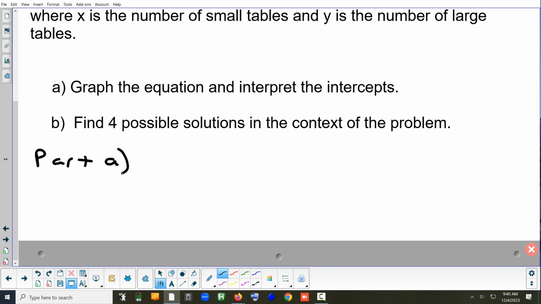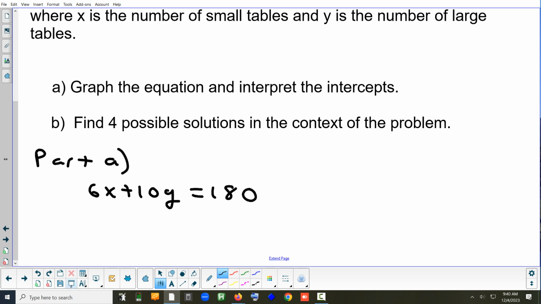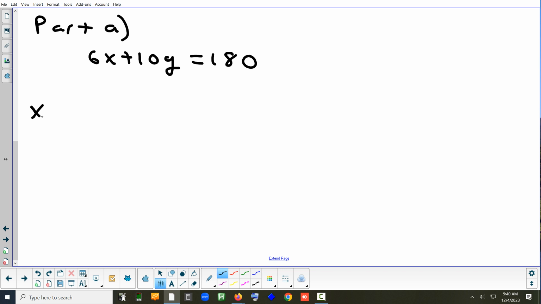6x plus 10y equals 180. Okay, perfect. Let's start with the x-intercept. What number am I going to plug in to find my x-intercept? Y equals 0. Plug in 0. Yep. And I'm going to fill it in for the y. So how about, Marie, can you tell me what my equation will look like when I plug in 0 for y?